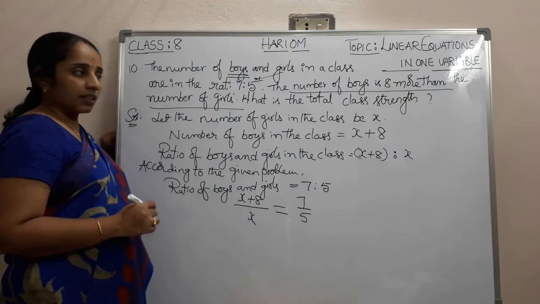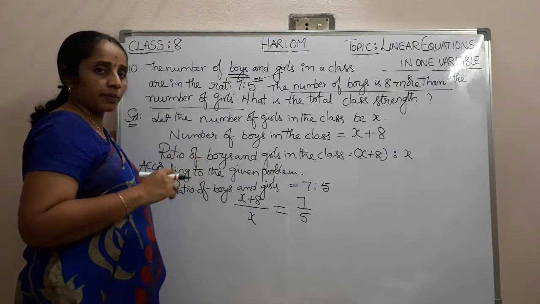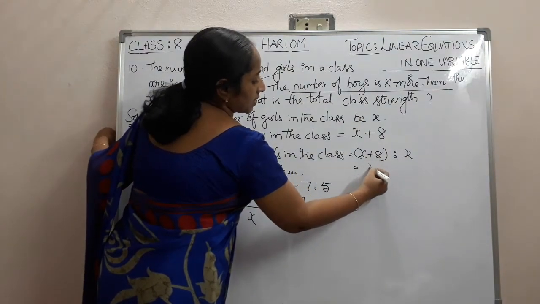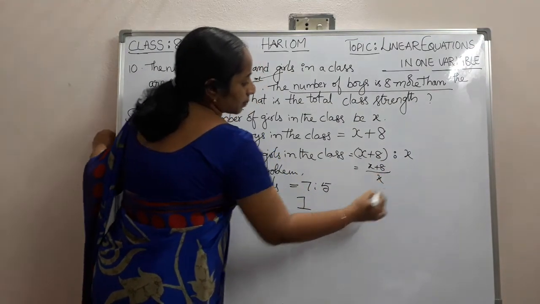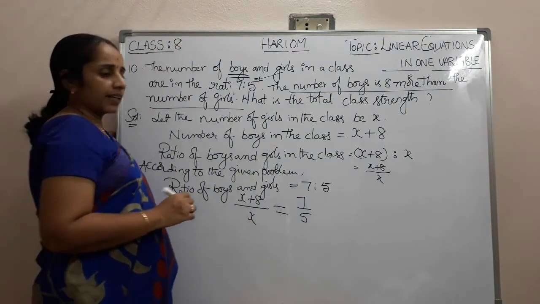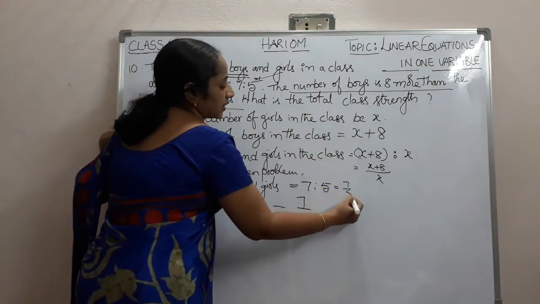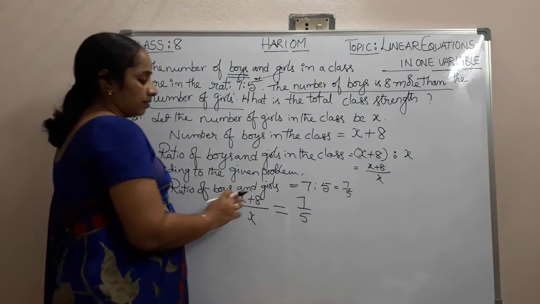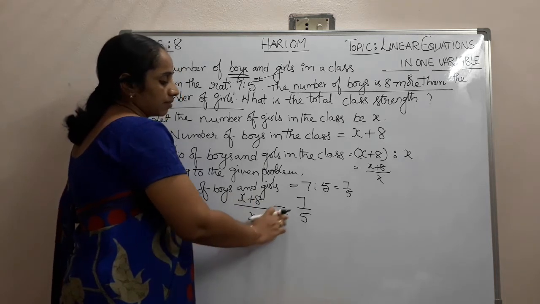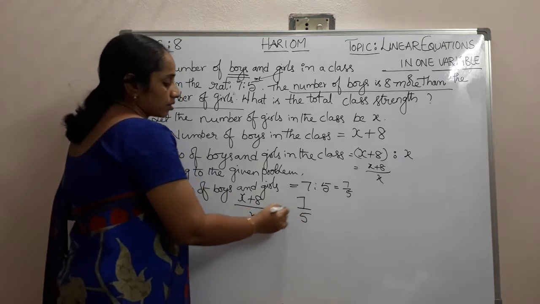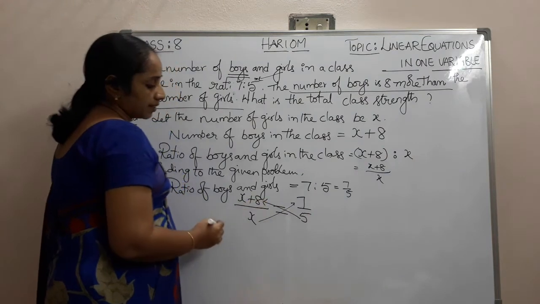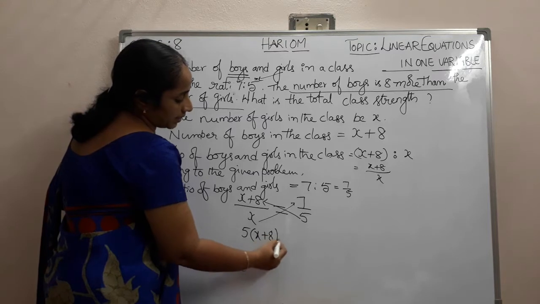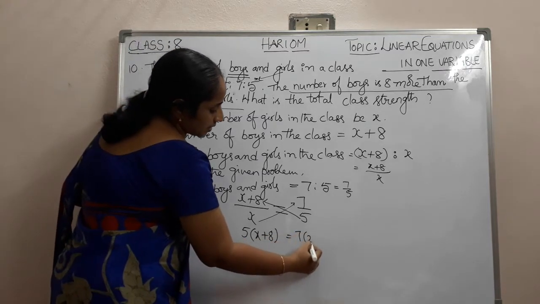As you know, a is to b can be written as a by b. That means this x plus 8 is to x can be written as x plus 8 by x. In the same way 7:5 we can write as 7/5. Here x plus 8 by x is equal to 7/5. By cross multiplication we can get that 5 into x plus 8 is equal to 7 into x.